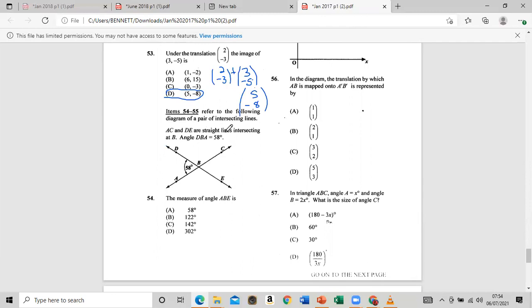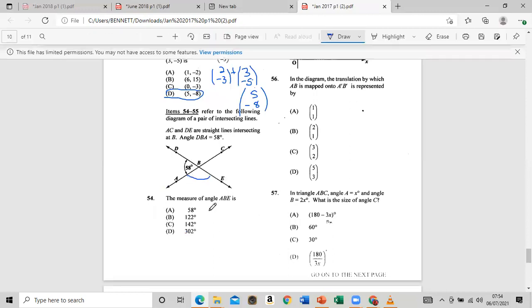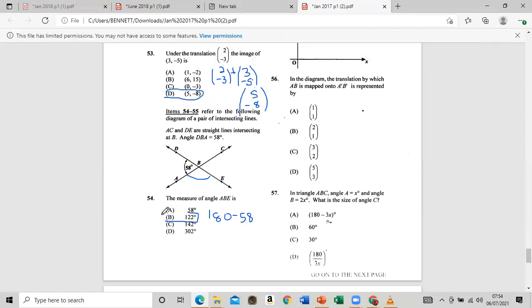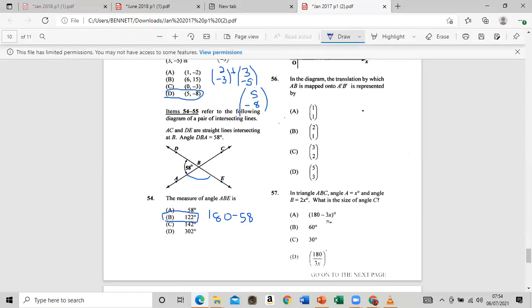Alright, AC and DE are straight lines intersecting at B, angle DBA equals 58. The angle measure of ABE is, let me see, it's this angle. This plus this must be 180, so it is 180 minus 58. So that gives you what? 122. We don't have to check the other answers now.